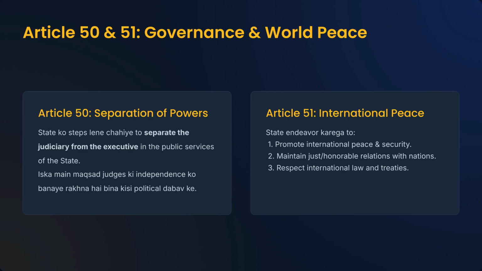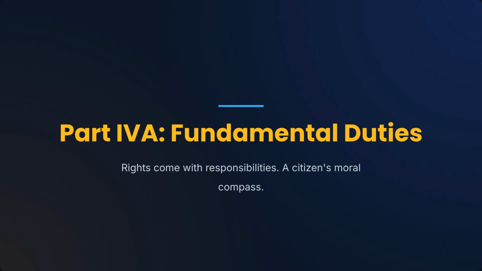Article 50 aims to separate the judiciary from the executive to maintain the independence of judges. Article 51 focuses on promoting international peace, just relations with nations, and respecting international law. We now move to Part IVA, covering the fundamental duties.